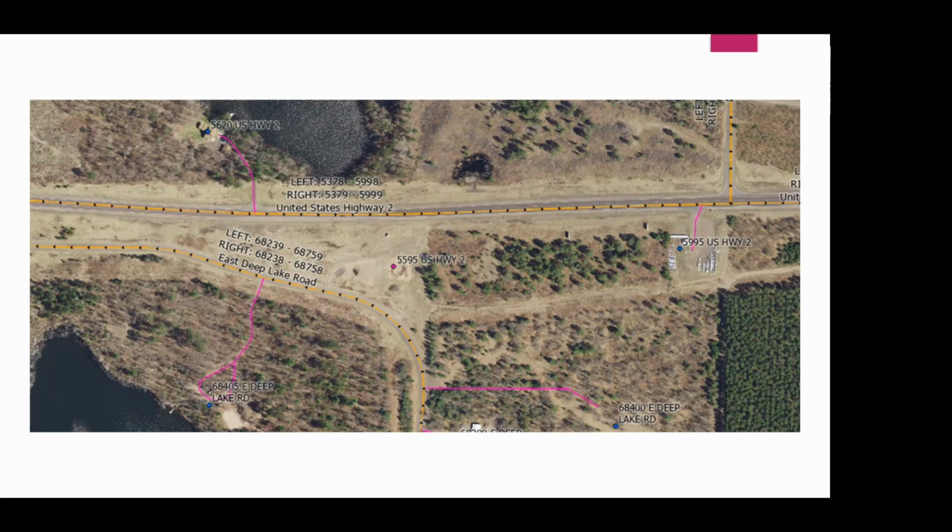Okay. So what that looks like, or why we're doing that is, in the central dot there, the 5595 US Highway 2, their address is off of US Highway 2, which is the road running west-east at the top there, kind of. But this address does not have access to US Highway 2. There's no driveway off of US Highway 2. The driveway is off of that kind of curved southwestern section of the East Deep Lake Road.